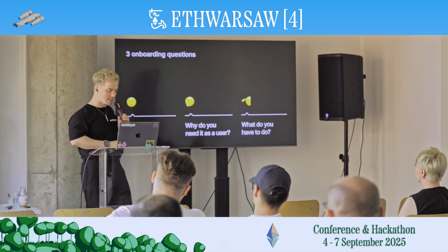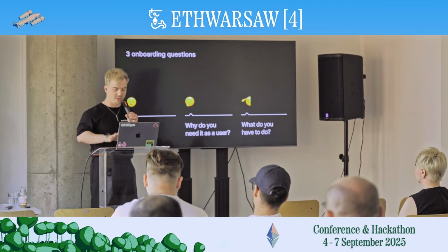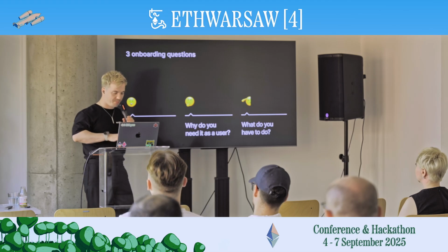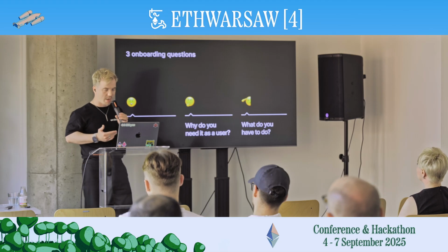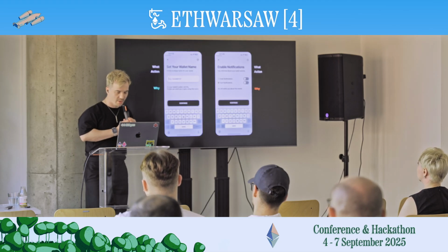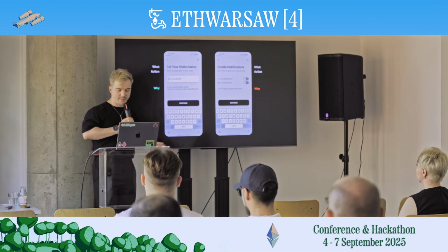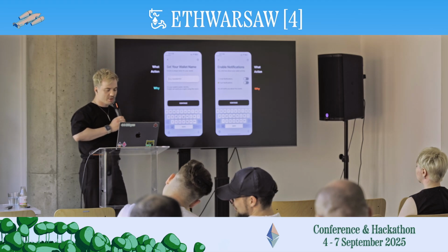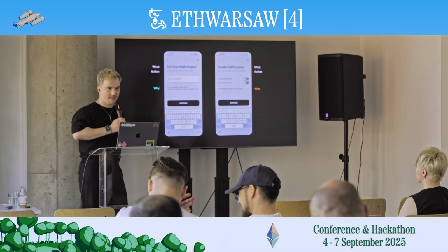To be sure your product is clear for users, you can use, for example, these 3 questions to verify yourself. First, what is this page for? And why do you need it as a user? And what do you have to do? For example, what is this page for? Wallet name entering and enabling permission. Very clear. What should users do here? Action: enter wallet name or tap to enable. Very clear.